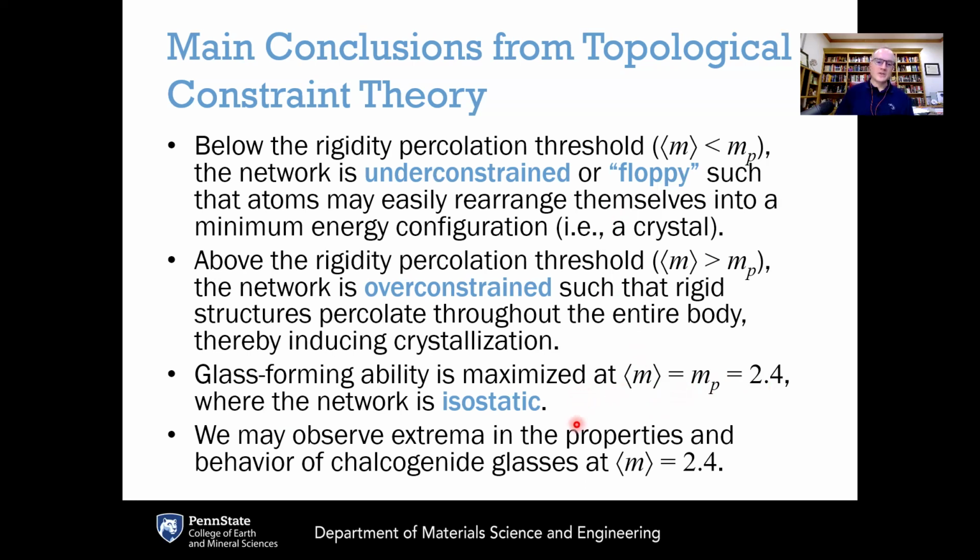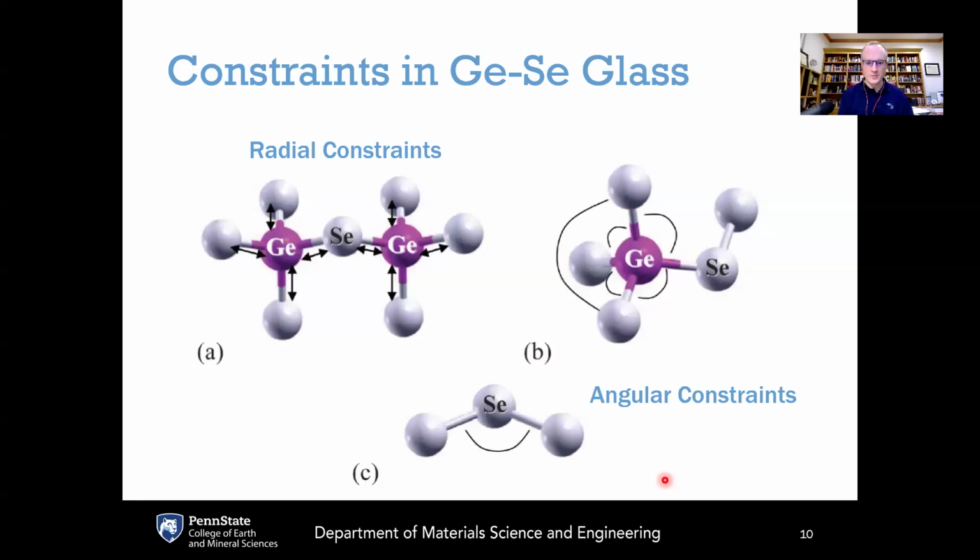And one of the byproducts of this is not only would you have optimum glass formation at the rigidity percolation threshold of 2.4, but we might also observe certain critical behavior or extrema in properties of glasses around this average coordination number of 2.4. So let's consider a sample chalcogenide glass system here. One of the most studied chalcogenide glass systems is the germanium-selenium system. So this just has germanium in it, which is 4 coordinated, and selenium, which is 2 coordinated.